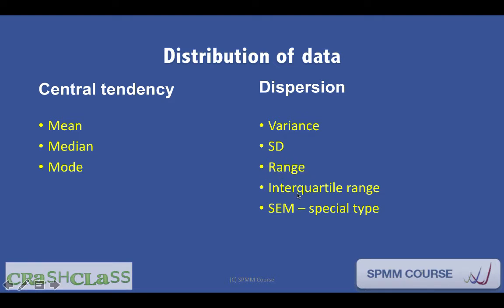You can also do interquartile range. What is interquartile range? Now, to understand interquartile range, you got to understand median. Median is the centralmost person. The centralmost person in a group of 100 people is the 50th person.